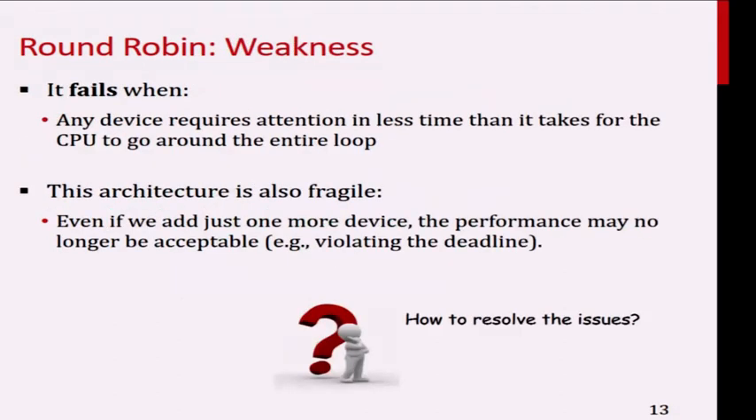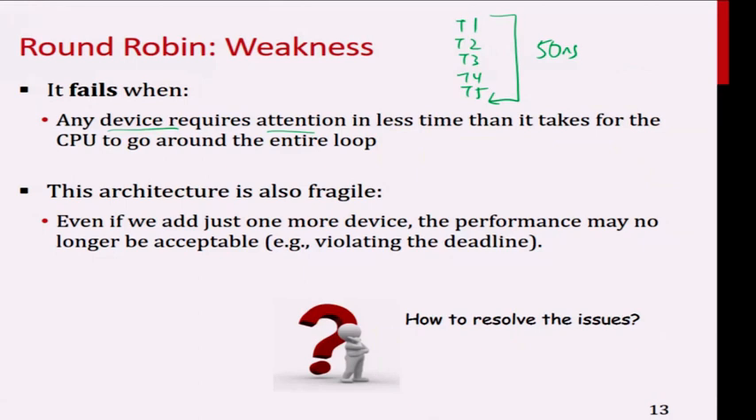So if a device requires attention in less time than it takes for the entire loop, for example, if I have a while loop that takes maybe 50 nanoseconds to complete, and inside this whole while loop I have task 1, task 2, task 3, task 4, and task 5, and task 1 needs to be handled every 10 or every 20 nanoseconds, then this is not going to work.